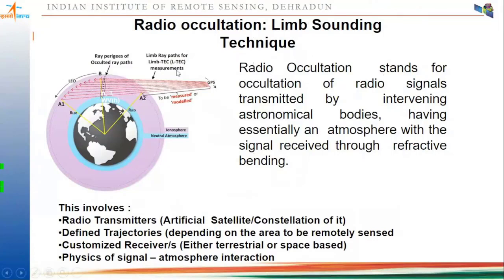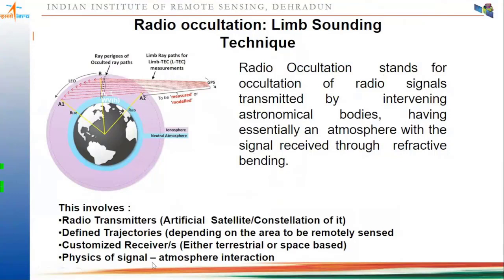Limb sounding means, as you can see here, this is the surface, with horizontal lines, so layer by layer information is extracted. But generally what happens is the satellite is moving and pointing towards the nadir, so it is nadir based, meaning its camera sees the surface. So this is limb sounding, and that is nadir-based sounding. This involves the radio transmitter, different trajectories, a customized receiver, and the physics of the signals.